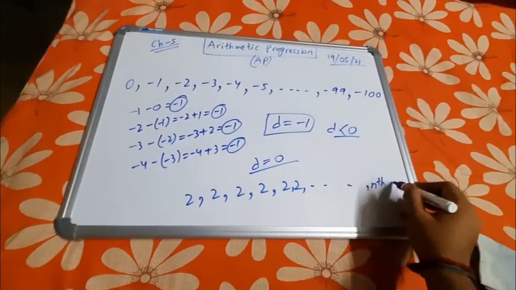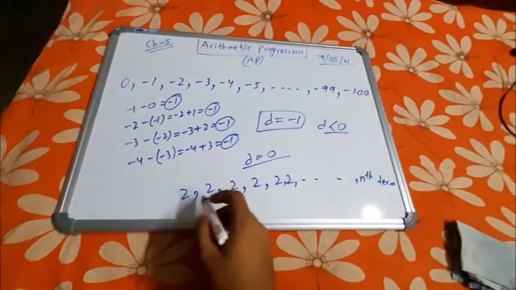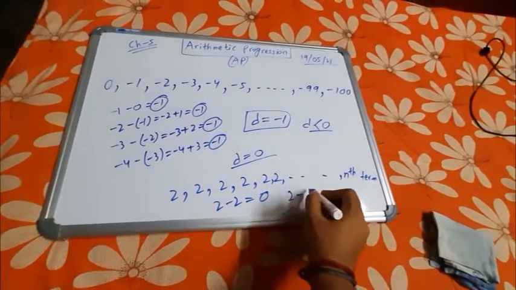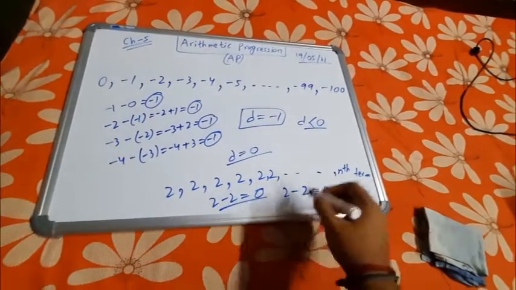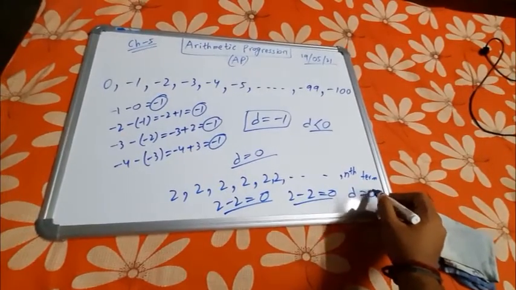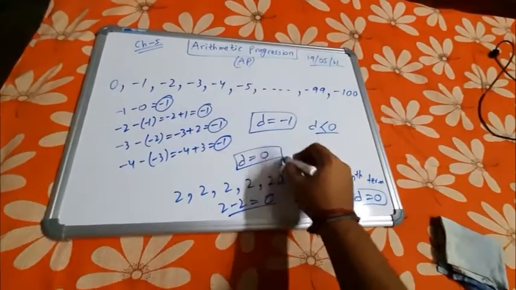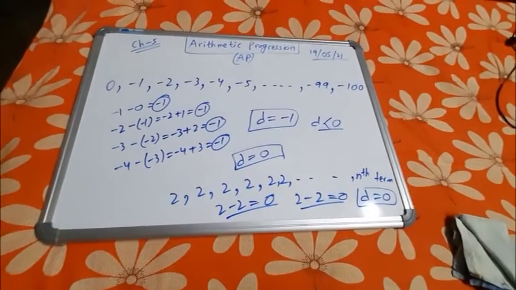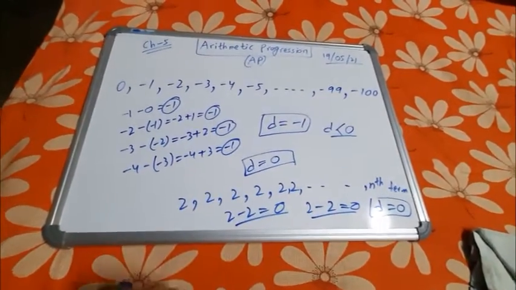Now see, if you subtract any consecutive terms, 2 minus 2, it will become 0. Again 2 minus 2, it will become 0. So here is an example of d equal to 0. This is an example of d equal to 0 where all the terms are actually the same, identical to each other.